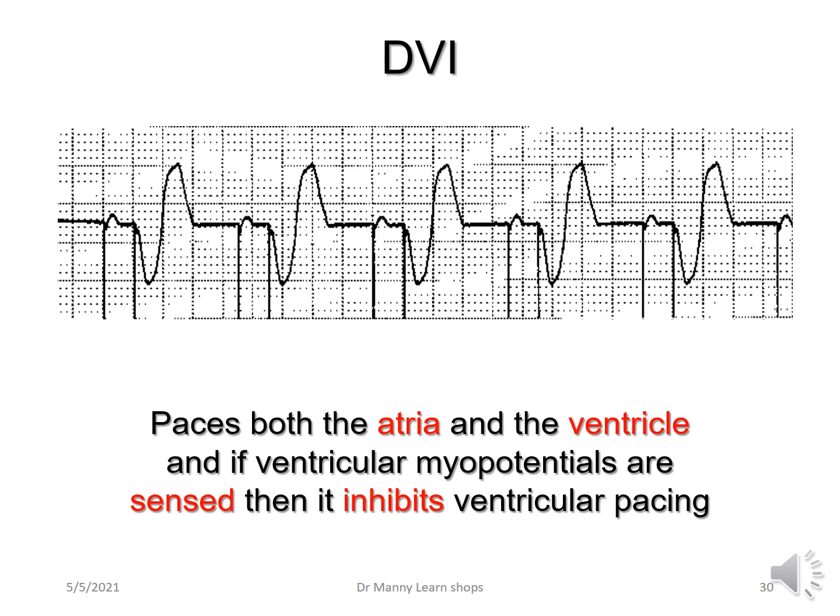This is DVI, and DVI paces both the atria and the ventricles, and if ventricular myopotentials are sensed, then it will inhibit ventricular pacing. As it says in the code there, ventricular sensing, it will inhibit pacing and let the heart do its own thing. What we're seeing there in the rhythm strip, however, is total atrial ventricular sequential pacing. Obviously there are no inherent heartbeats there, or myopotentials.